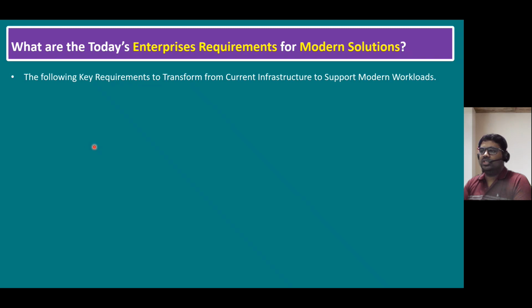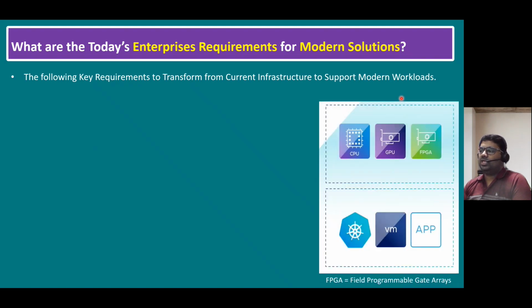Most of the modern solutions have the following key requirements to transform our current IT infrastructure model to support modern workloads. Modern workloads means those which can support containerized applications, and also artificial intelligence, machine learning applications, function as a service, serverless architectures, and any other project related applications. Most of the time the modern workload architecture requires a minimum of a virtual machine to run the application.